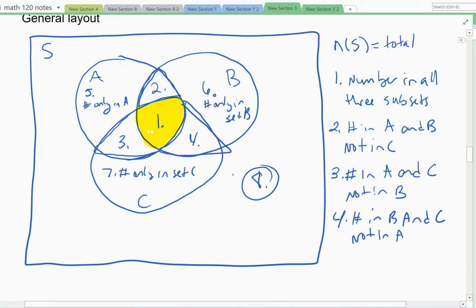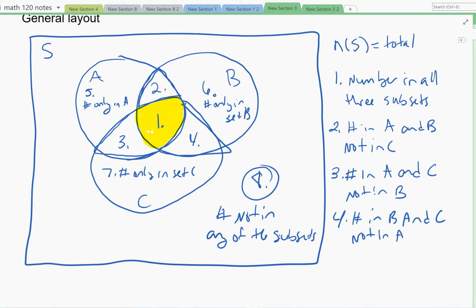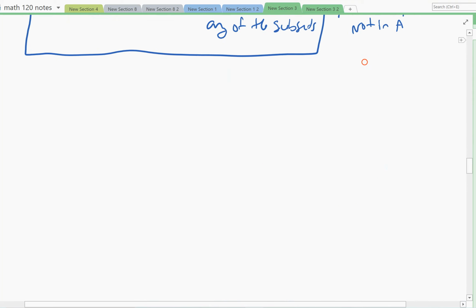I have this area outside here. This would be all of the items, or the number of items, people, or whatever, not in any of the subsets. Not in A, not in B, and not in C. And that's the area, and a lot of times this is the area we actually want to find. Most of the time there is almost always a question of whether there is anybody or any items that land outside of my 3 subsets.